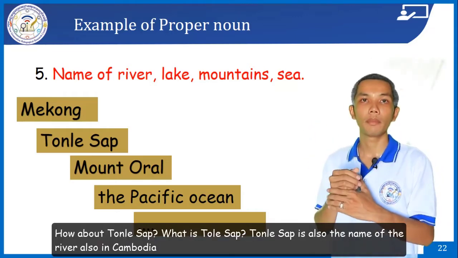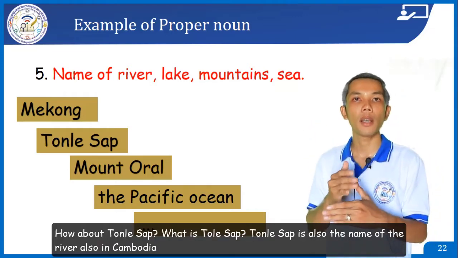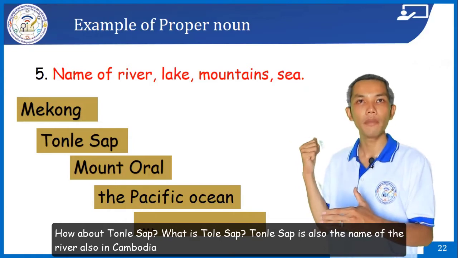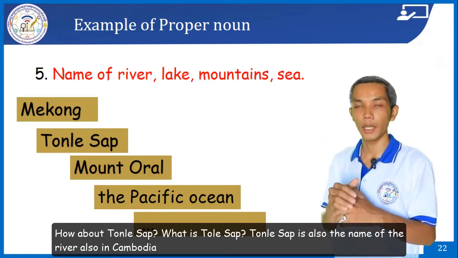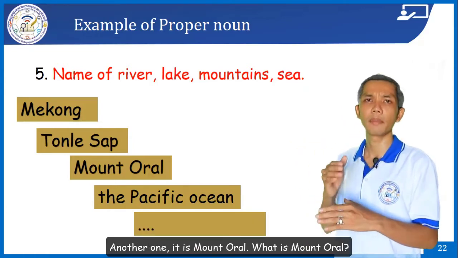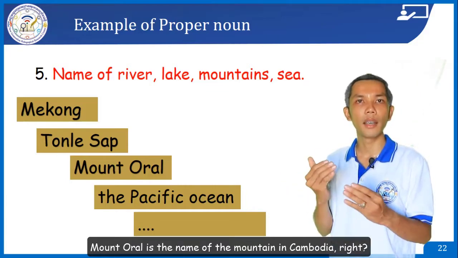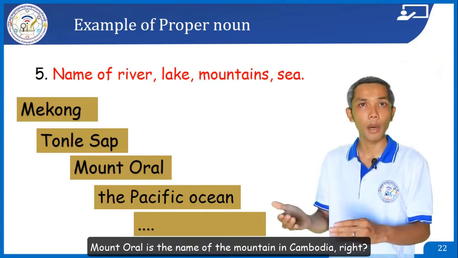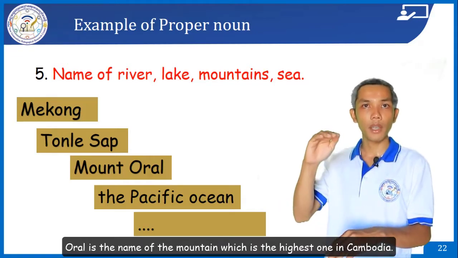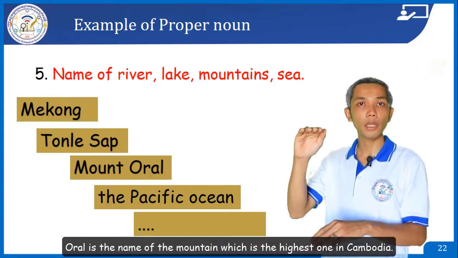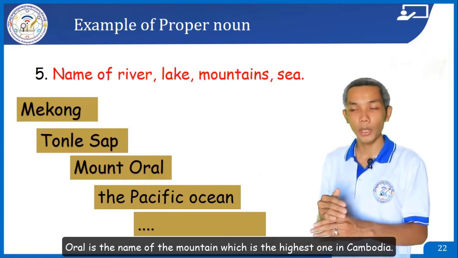How about Tonle Sap? What is Tonle Sap? Tonle Sap is also the name of the river in Cambodia. Another one is Mount Oral. What is Mount Oral? Mount Oral is the name of the mountain in Cambodia, right? Oral is the name of the mountain, which is the highest one in Cambodia.